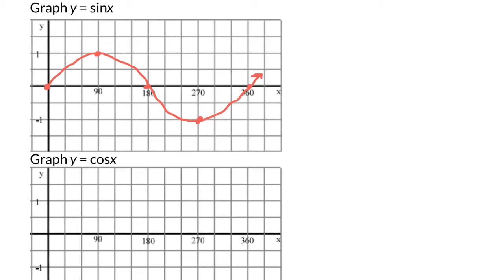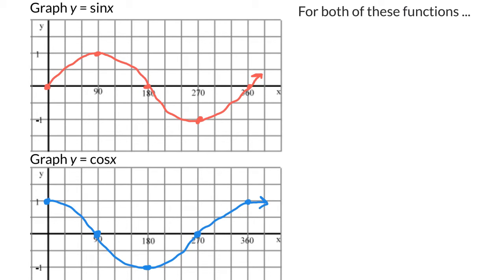I plug in my numbers, and I can put my points on my graph. And when I draw a smooth curve through my points, I see another function that looks kind of like a wave. So the graphs of sine x and cosine of x look very similar. And they both follow periodic behavior. They fluctuate back and forth in a repeating pattern. And we can compare both of these functions.